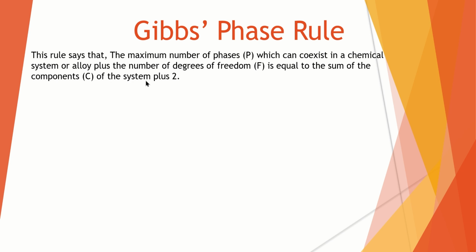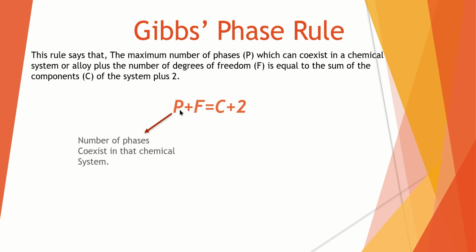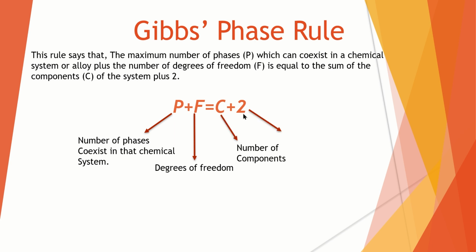Let's see the equation for Gibbs phase rule. Here comes the equation: P plus F is equal to C plus 2. Here P indicates the number of phases coexisting in that chemical system, F indicates the degrees of freedom, C indicates the number of components, and 2 indicates how many variables there are.